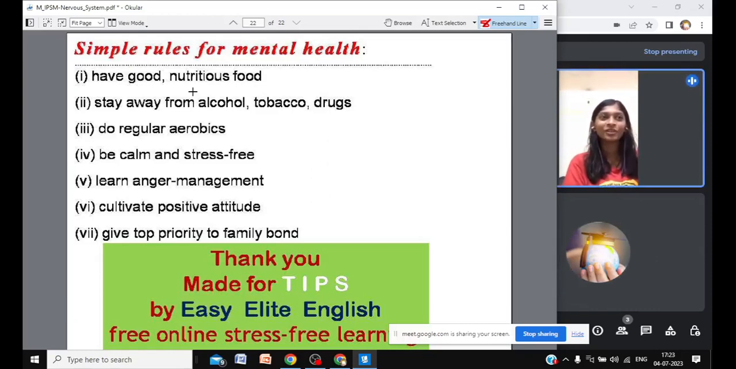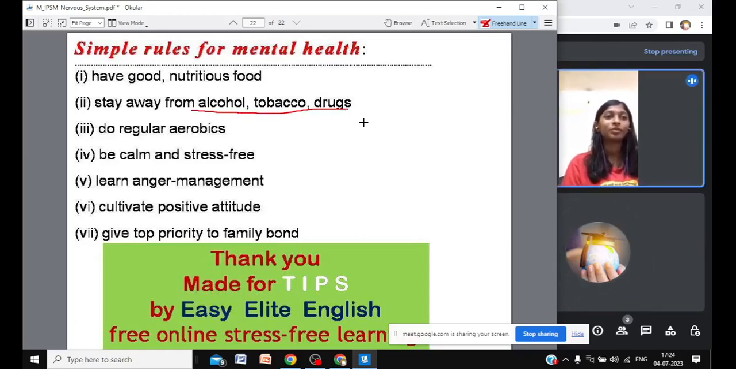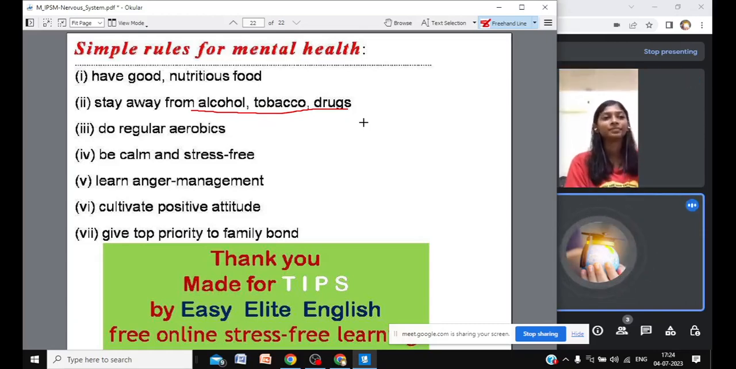First, have good nutritious food and not junk food from outside. Stay away from alcohol, tobacco and drugs. Any kind of addiction damages the brain. Do regular aerobic exercises, because that is the best way of repairing the brain. Whatever damage may be caused, the best way of repairing is aerobics.